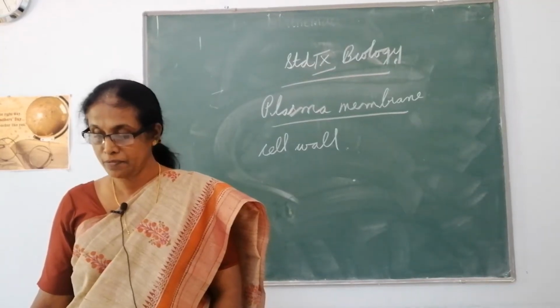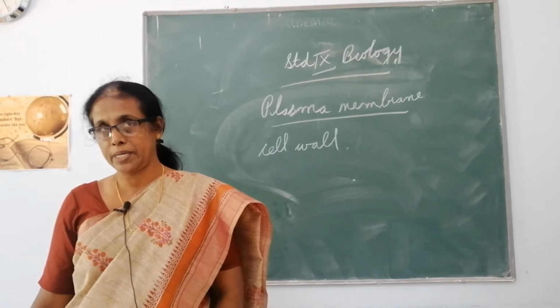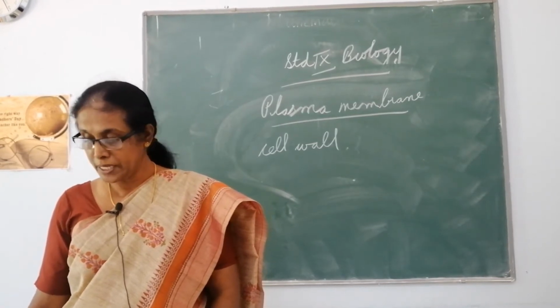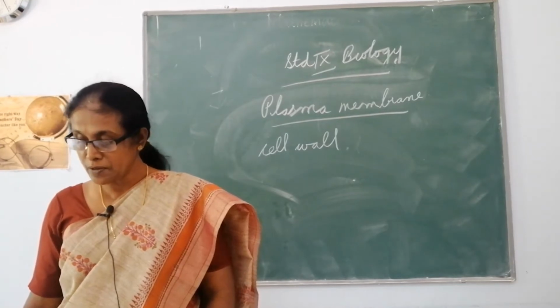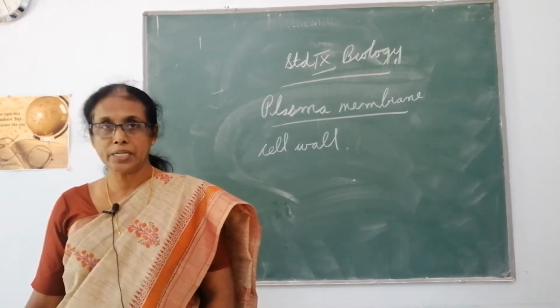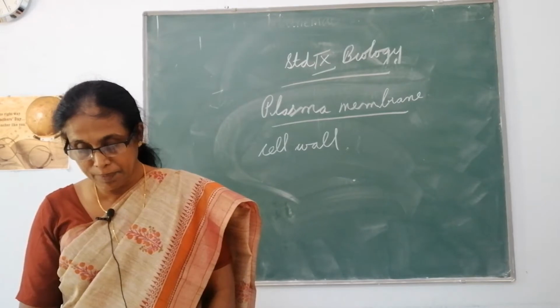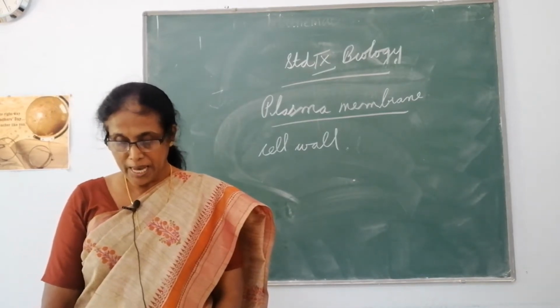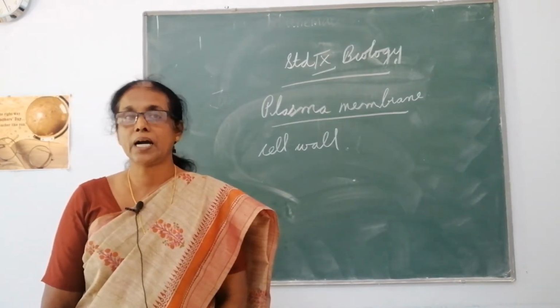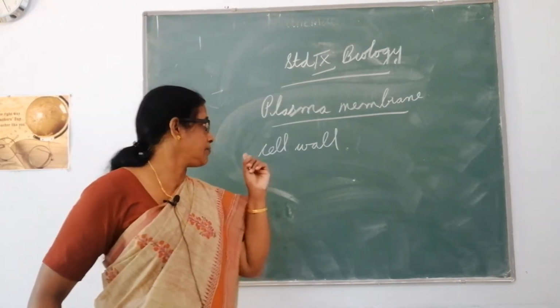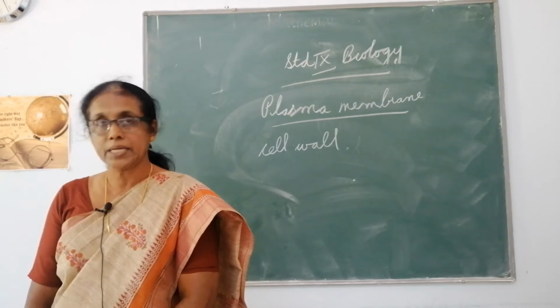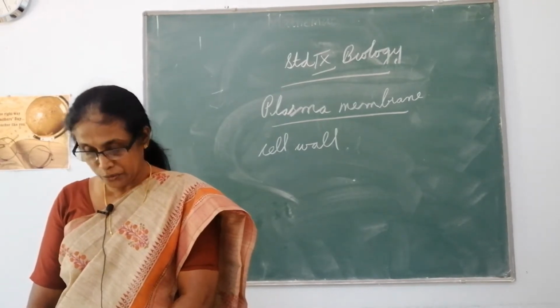Good morning children. We were studying about the plasma membrane. The plasma membrane is known as a selectively permeable membrane because it allows the passage of some materials through them. Then we studied about the hypertonic solution, isotonic solution, then the hypotonic solution. Today we are going to say something more about the plasma membrane, then move to the cell wall and the nucleus.